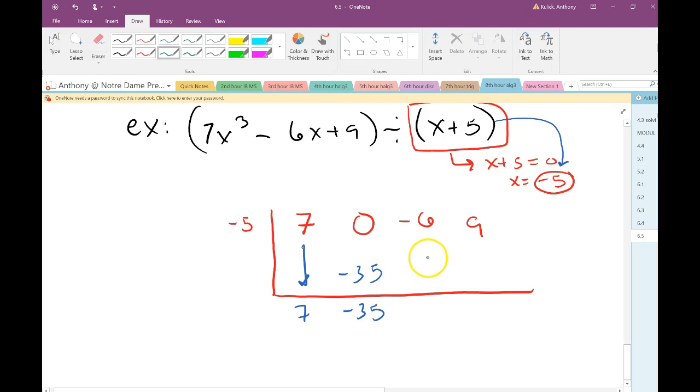That is 175. And that gives me 169. I could have picked some more annoying numbers. And then that's negative 845, and that's negative 836.